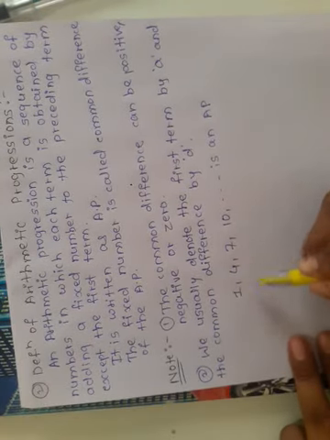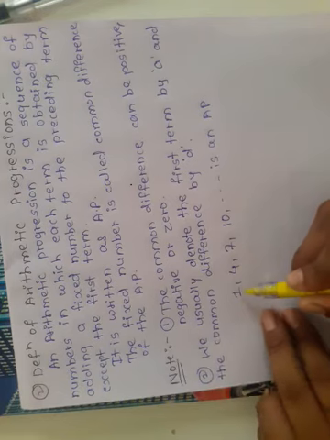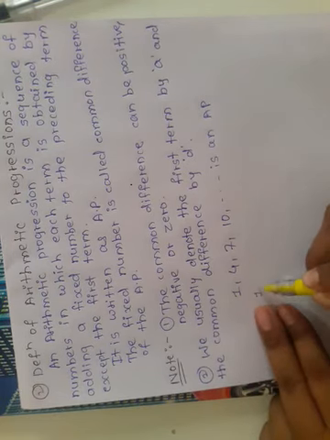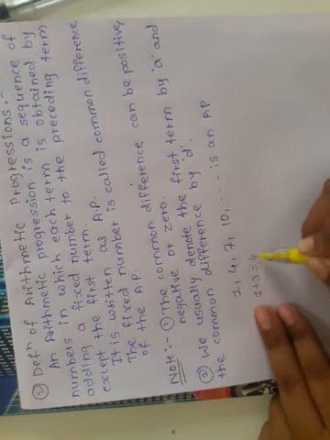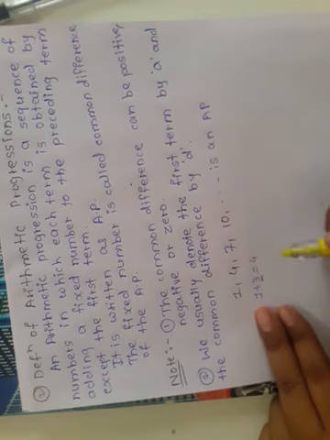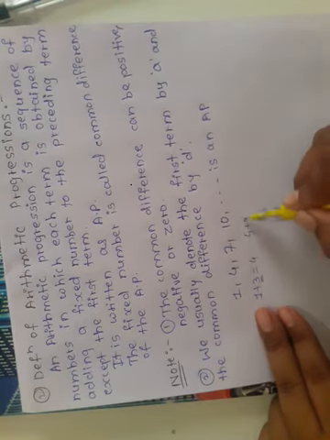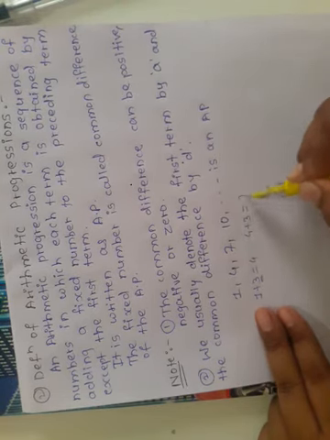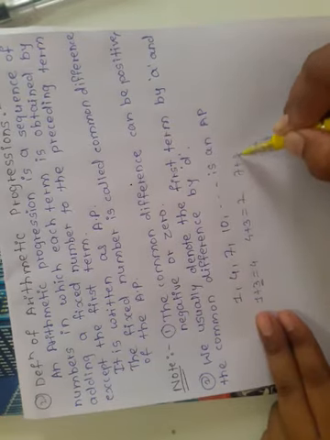See here, if we add 3 to 1, then we get 4. So this 3 is our fixed number. Again, if we add 3 to 4, then we get 7. If we add 3 to 7, then we get 10.